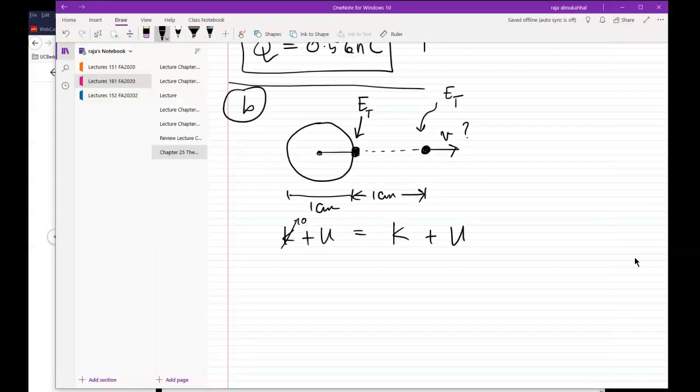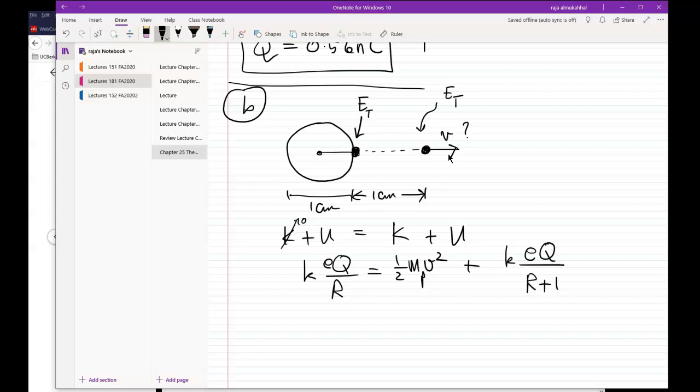Easy? Okay. So this becomes what? K, the potential. Charge on the proton, charge on the sphere, we call it big Q, over the radius of the sphere, which is ½ centimeter, equals ½ m, mass of the proton, v squared, here, plus what? The potential. What's the potential here? Well, same formula: k e Q over R plus 1 centimeter. There we go. You can pause the video and think about it, but that's basically what it is. It's really easy.